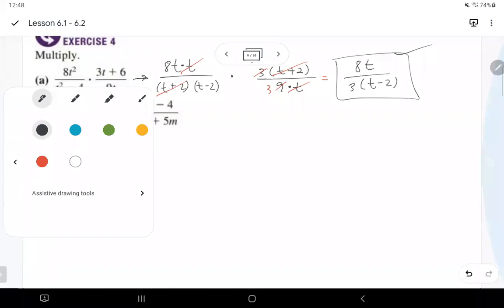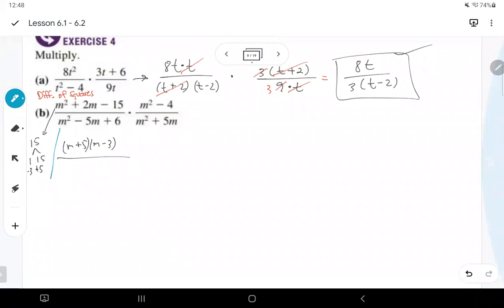Okay. For the next piece, we'll do it in this color. We need factors of 6 that add or subtract to give you 5. So we'll need a negative 3 and a negative 2. That's what works here. So minus m minus 3 and m minus 2.